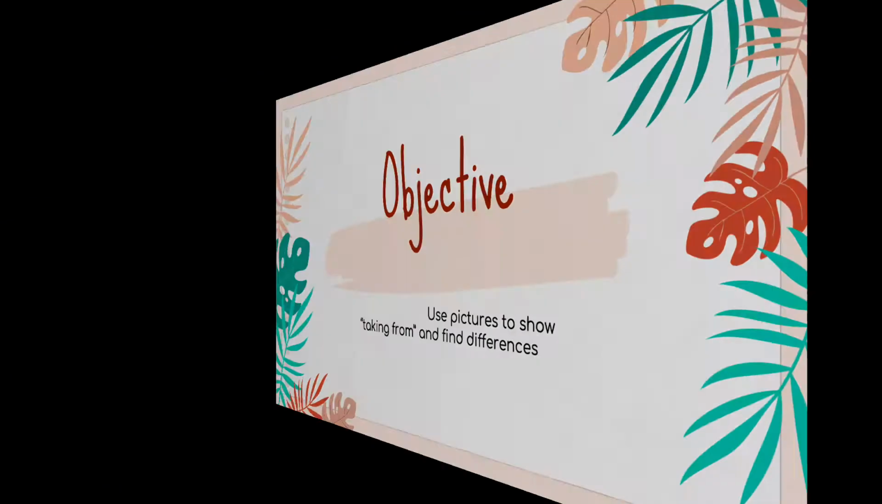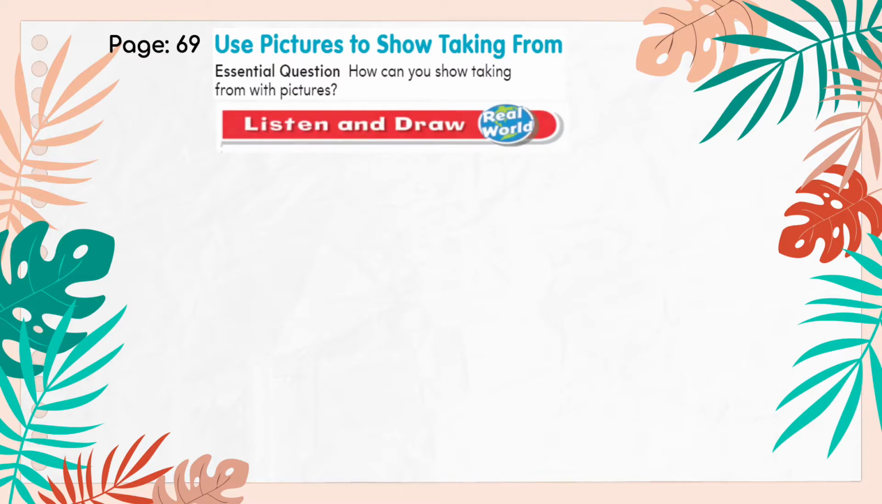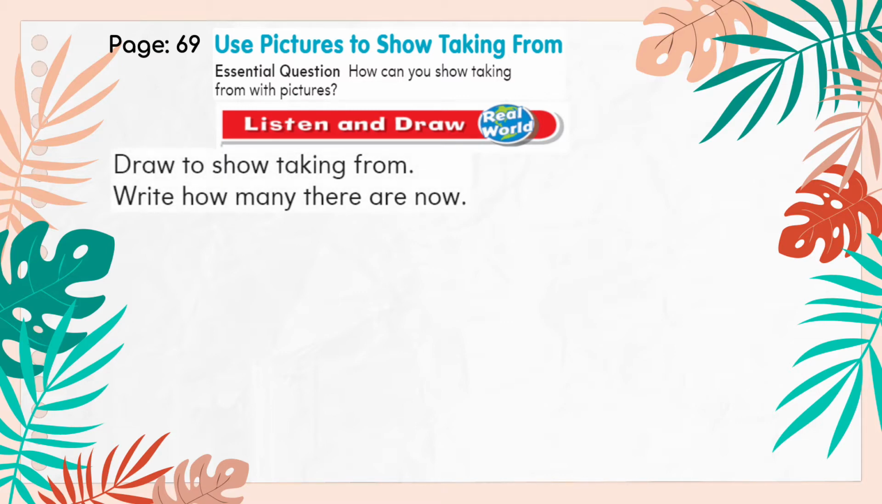Now make sure you have your chapter 2 with you and open your book on page 69. Use pictures to show taking from. Now the essential question is, how can you show taking from the pictures? So previously we were doing addition questions. Now we are going to take away things. We are going to do the subtraction questions. Looking at the listen and draw question on page 69, it says, draw to show taking from, write how many there are now.